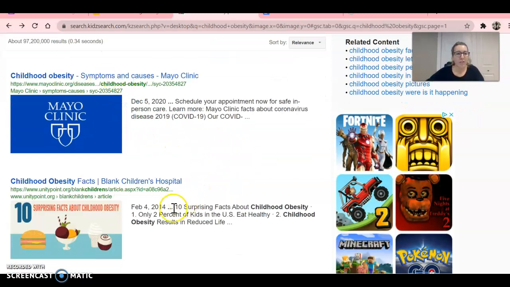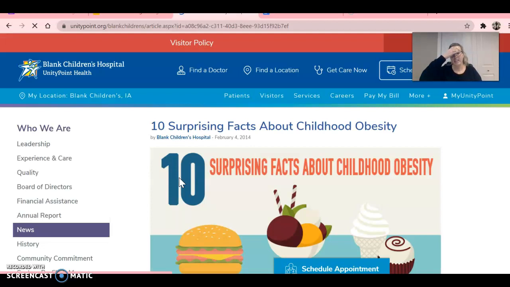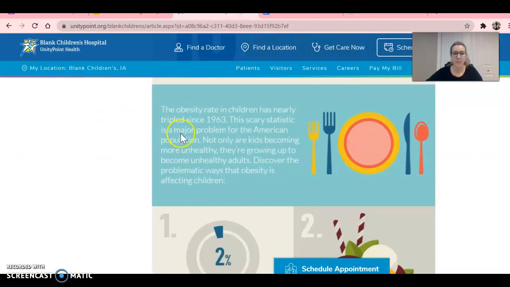Now I'm going to look for mayoclinic.org. I remember that .org is a reputable source. Let's see, childhood obesity facts, 10 surprising facts about childhood obesity. This was written in 2014, so it's reasonably recent. And it also says that it's from a .org, which is a reliable source. So I'm going to click on that and see what I find. All right, 10 surprising facts. I'm going to skim through.